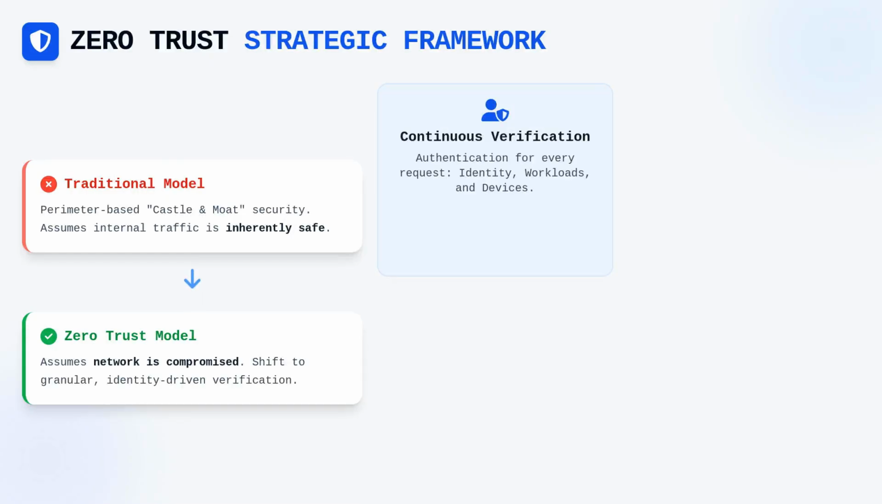By adopting Zero Trust, we shift our focus to individual identities, workloads, and devices, requiring continuous authentication and authorization for every access request. This approach assumes that the network is always compromised, requiring us to monitor, log, and inspect all traffic, both north-south and east-west.